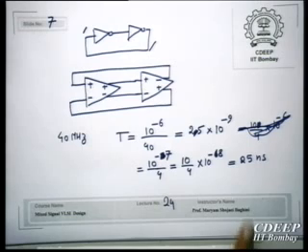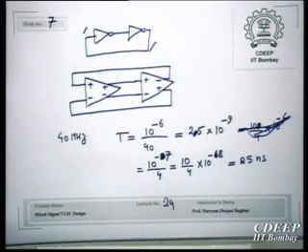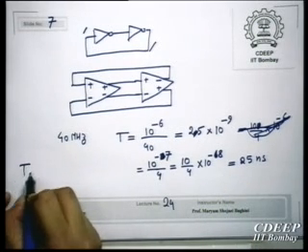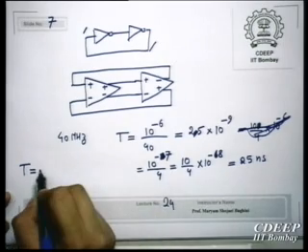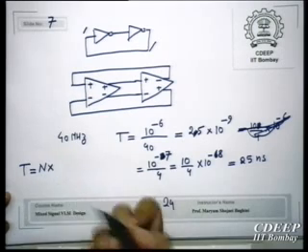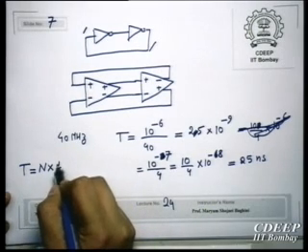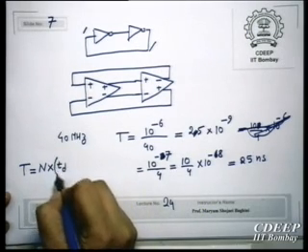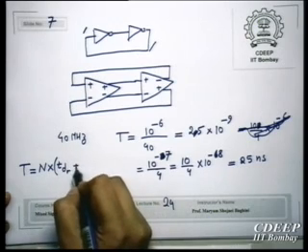Now look, this is T. You have a number of stages, and each stage has a time delay. One is for rise, right? One is for fall.